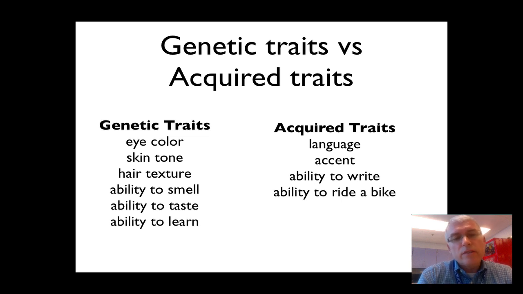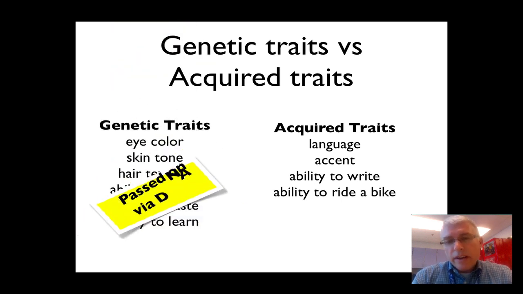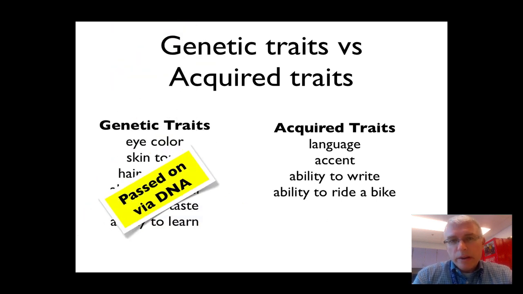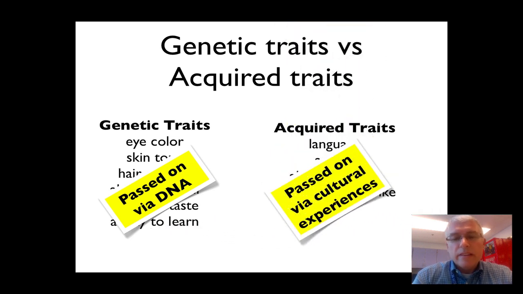Genetic traits are traits that are strictly inherited by way of genetics, DNA that's passed from parents to offspring. These are things like eye color, skin tone, hair texture, and certain abilities. Acquired traits, on the other hand, are traits that you learn or that you pick up in the course of your life by way of cultural exposure, so to speak. Things like your language, the accent you speak with, your ability to ride a bike, your ability to write, your handwriting styles. All these things are traits that you learn.